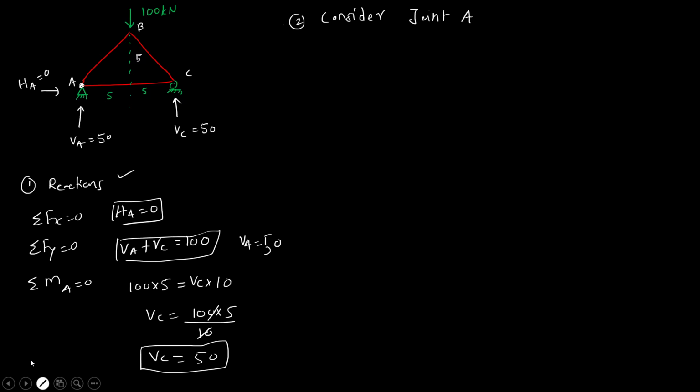So for drawing the free body diagram, pay attention now. First we will draw the joint here. So this is joint A. What are the forces which are acting at joint A? So this VA is acting. So this VA value is 50. Then HA is also acting, that is 0. So we don't have to show it here as it is 0.